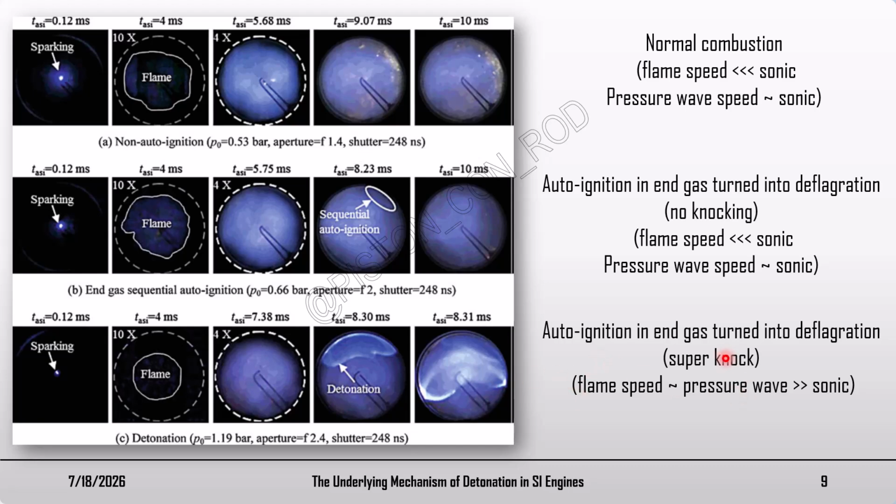So in this scenario, which is super knock and detonation, sorry, I have mistaken here. This is not deflagration, it's turned into detonation. So this is a super knock scenario. In this scenario, flame speed and pressure wave resulting from the combustion are equal and much higher than sonic speed. For example, the flame speed here is probably around 2,500 meters per second, but in these other scenarios, flame speed is probably around 30 to 70 meters per second.